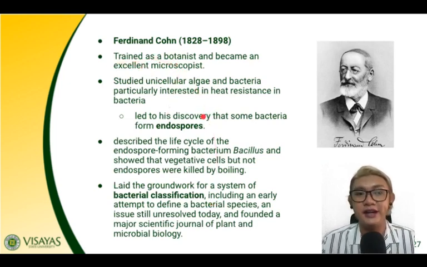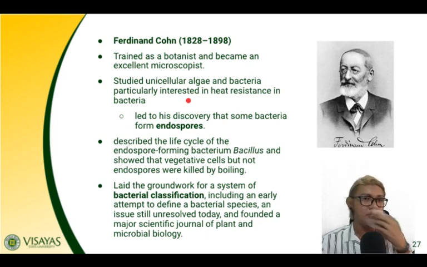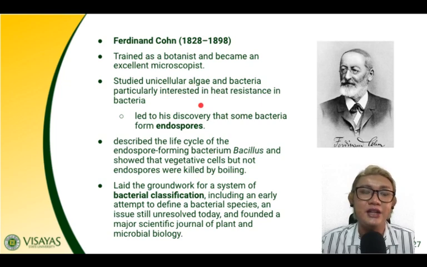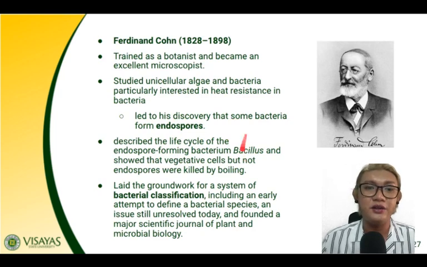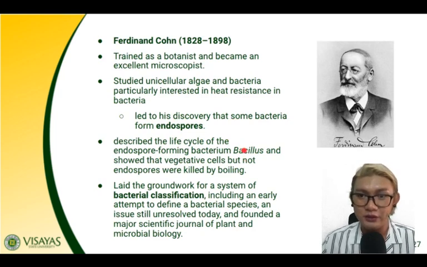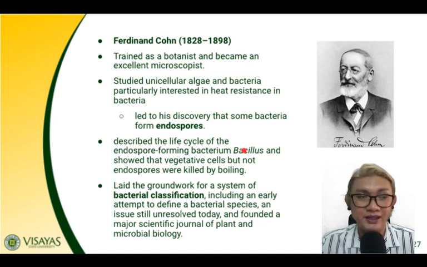Ferdinand Cohn was trained as a botanist and became an excellent microscopist. He studied unicellular algae and bacteria, particularly, and he was particularly interested in heat resistance in bacteria. That made him discover that some bacteria form spores. Later on, when we go to module 2, we'll talk about endospores. Basically, endospores are cell structures produced by some types of bacteria when they are exposed to a condition that is not conducive for their growth. If they sense something in the environment that may be harmful to them, they will enclose their genetic material in a very hard covering, and these endospores will become dormant for many years.